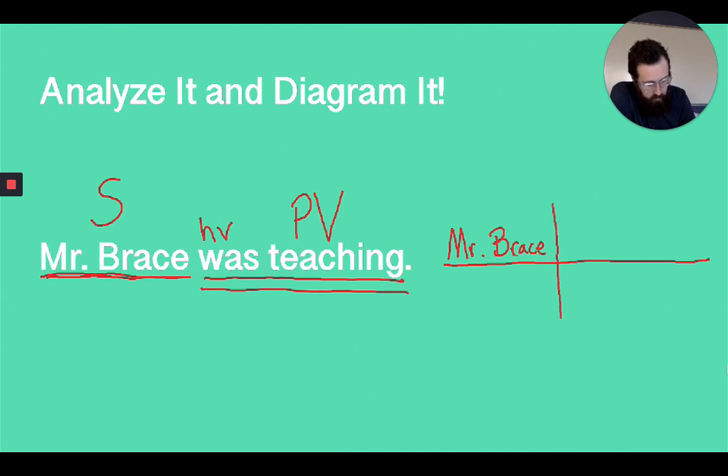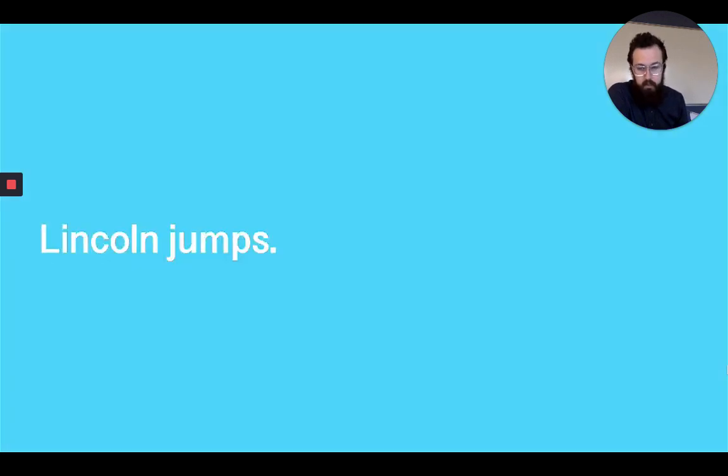Then I get to draw my vertical line. Now I write out my verbs. Was teaching. And that's my diagram sentence. Okay, let's look at one more before you go on to take your quiz.